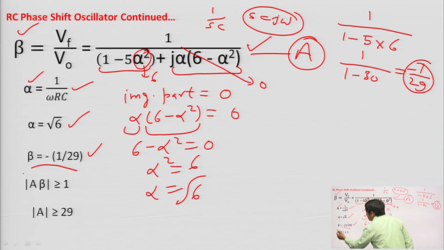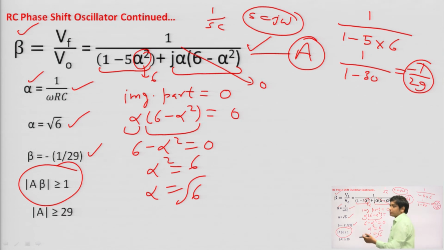and for sustained oscillation and to start the oscillation, the condition is mod A beta should be greater than or equal to 1. Initially, we take mod A beta greater than 1 to start the oscillations. After that, to get the sustained oscillation, the circuit adjusts itself to mod A beta equal to 1 with the help of additional circuit, that is your limiter circuit, fine.